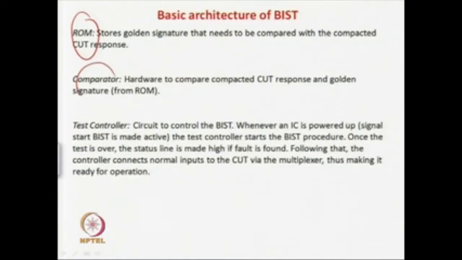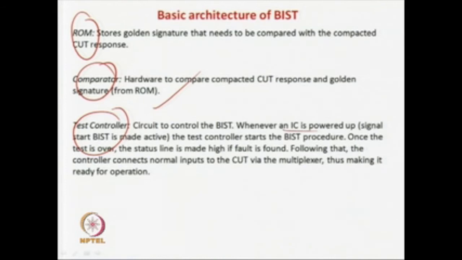The next element was a ROM, which stores the golden response to be compared. Again, the golden signature here is the compacted signature. Then there is the comparator. It is a digital bitwise comparator circuit. It will compare the compressed output response of the circuit with the golden signature in the ROM. If it is equal, it will say yes. If there is a failure, it will say that it is a fault. And the test controller is the controller of the circuit.